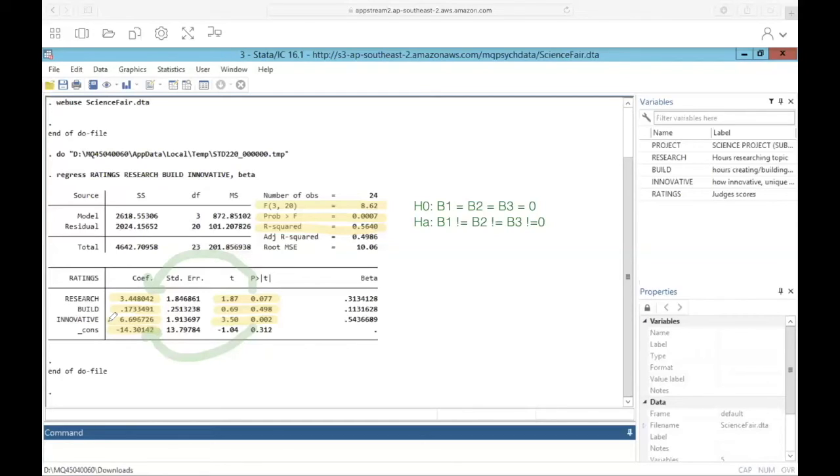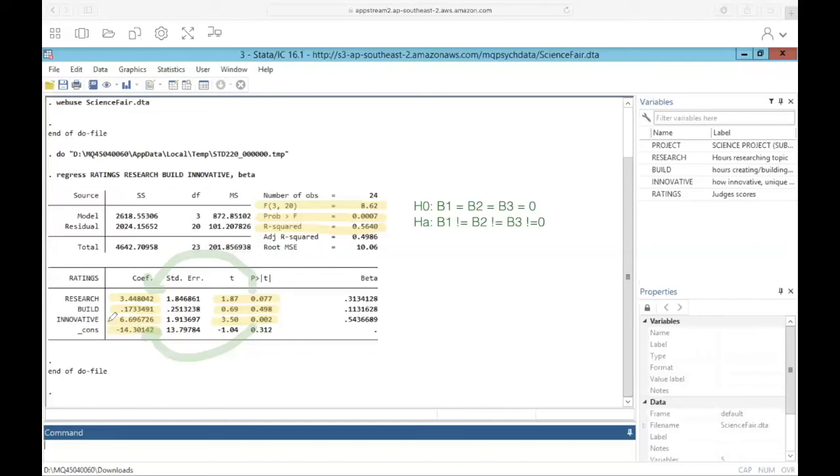While innovative is from 0 to 4, hours spent researching is something like 10 to 40. So a 1 unit increase in hours spent researching, or a 1 hour increase, is much different compared to a 1 unit increase of an innovation score. So going from 2 to 3 on an innovation score is much different from hours spent researching going from 2 hours to 3 hours. And the standardized beta essentially works in standard deviations. This means that it's placing everything on the same scale, so we can actually compare.